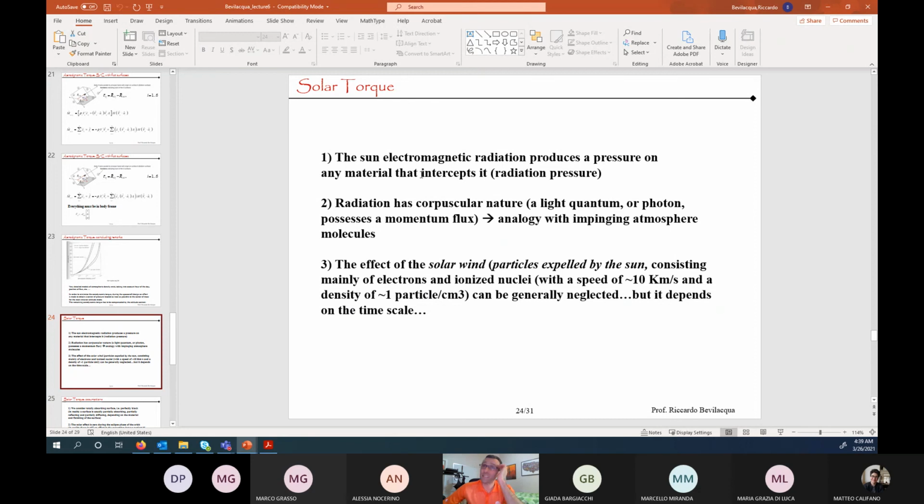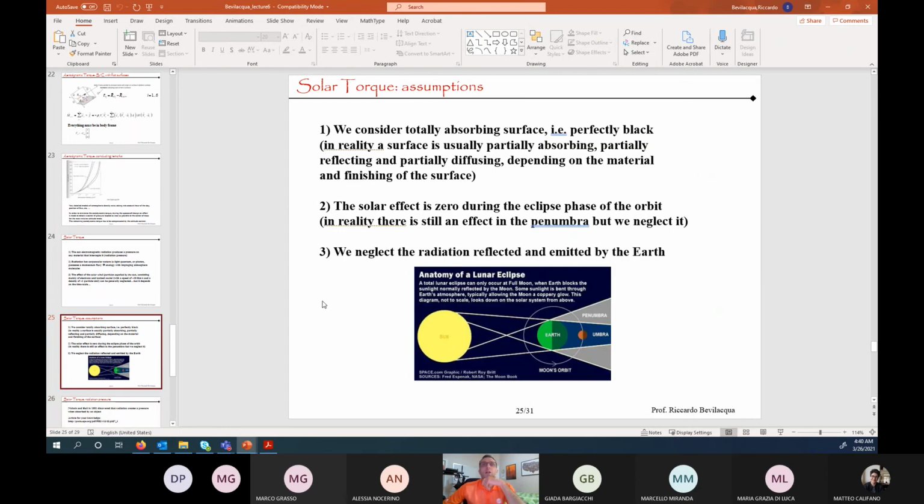So the sun's electromagnetic radiation does produce a pressure on the surface that intercepts that radiation. It's called radiation pressure or solar radiation pressure. And so it's very similar in the way we model it to drag. It's almost like particles hitting an object. So the effect of the solar wind in general can be neglected, but it really depends on for how long, because if these tiny torques are there for a long period of time, then they do have an effect on you.